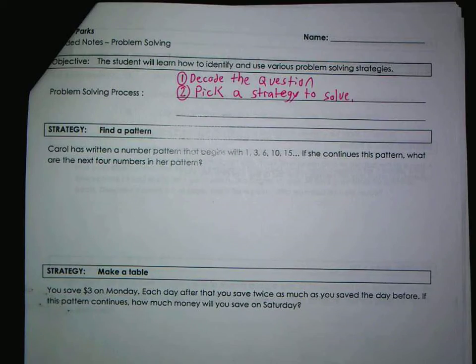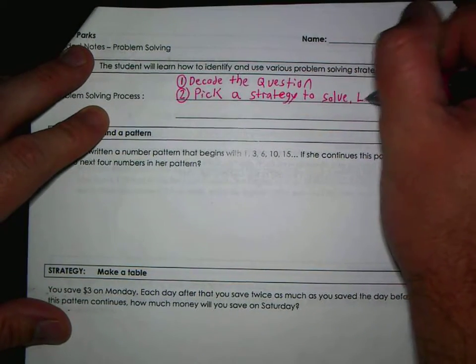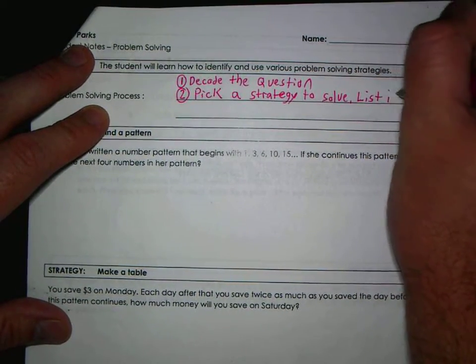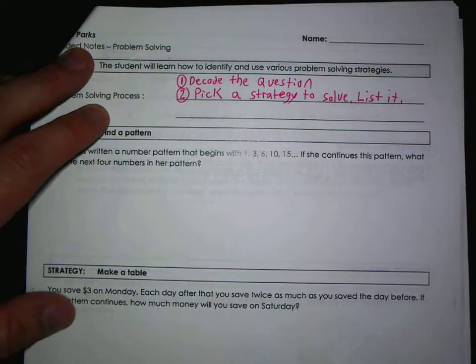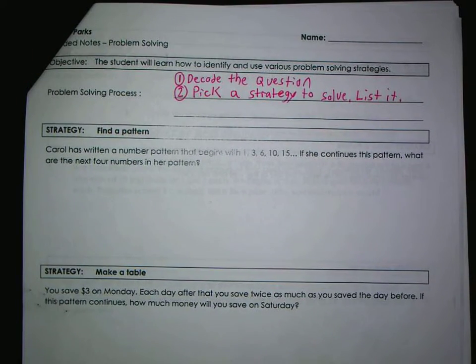And then list it. Whatever strategy you pick, it doesn't have to be the same for every person. Just write down what strategy you used. Did you use find a pattern? Did you use make a table? Did you use work backwards? And I will be looking for that on the homework.